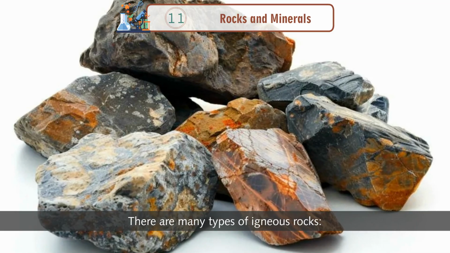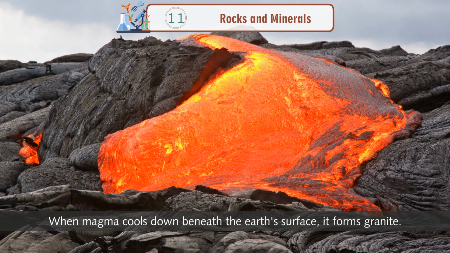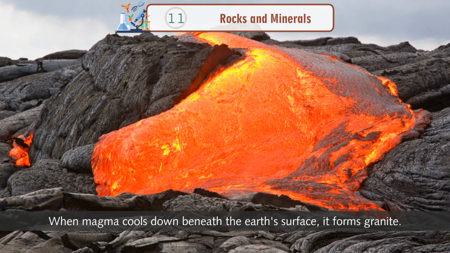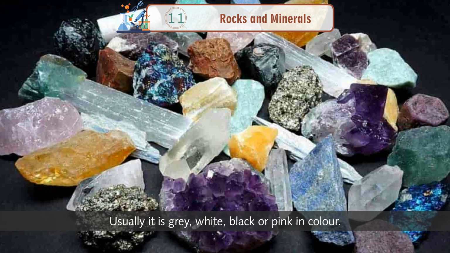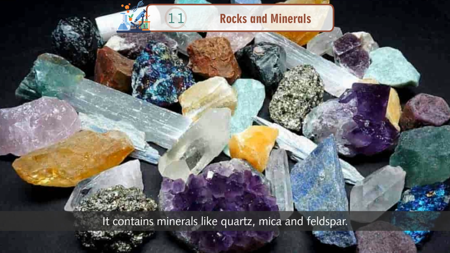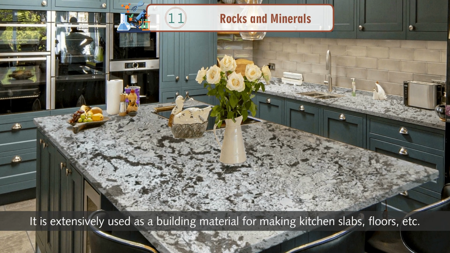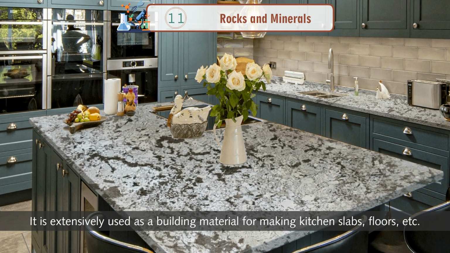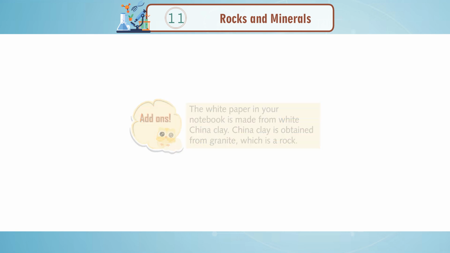There are many types of igneous rocks. Granite. When magma cools down beneath the earth's surface, it forms granite. Usually it is grey, white, black or pink in color. It contains minerals like quartz, mica and feldspar. It is extensively used as a building material for making kitchen slabs, floors, etc. Add-ons. The white paper in your notebook is made from white china clay. China clay is obtained from granite, which is a rock.